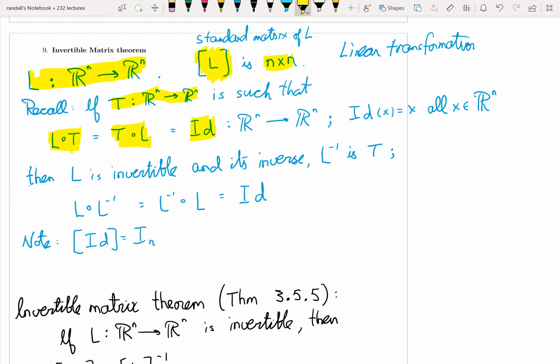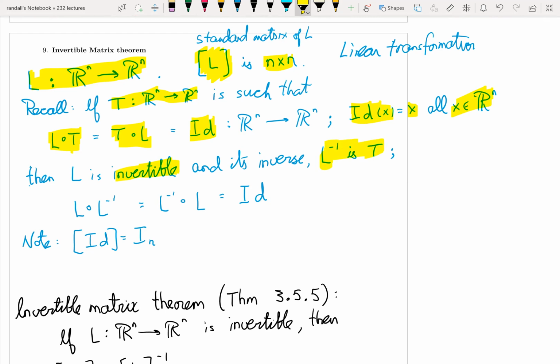If that composition is the identity function. The identity function is the function which doesn't change the vectors. Its domain is Rn, its codomain is Rn, and it just takes x to x for all x. That's the identity function. It doesn't do anything. Then we call L invertible, just in the sense of functions, and we call this transformation T its inverse.